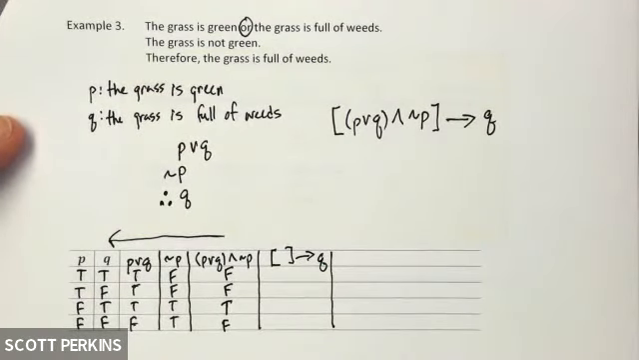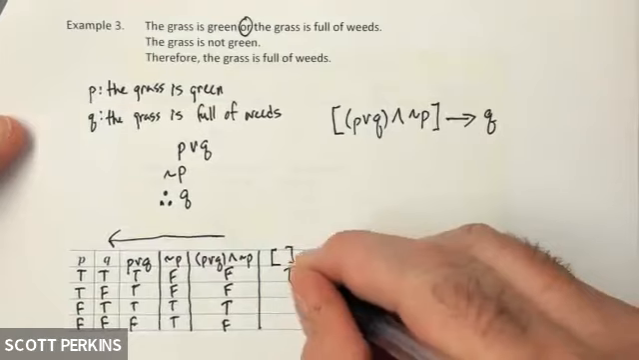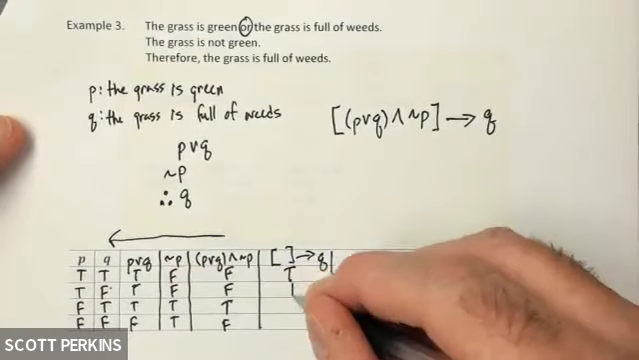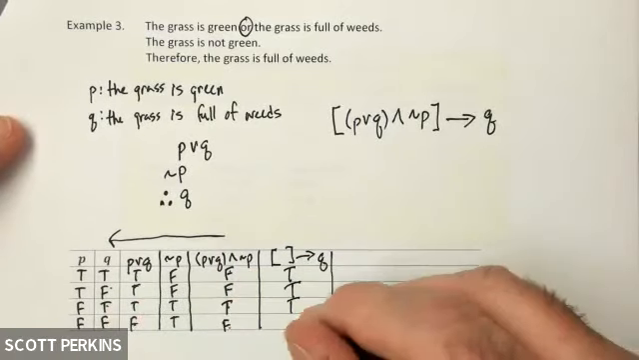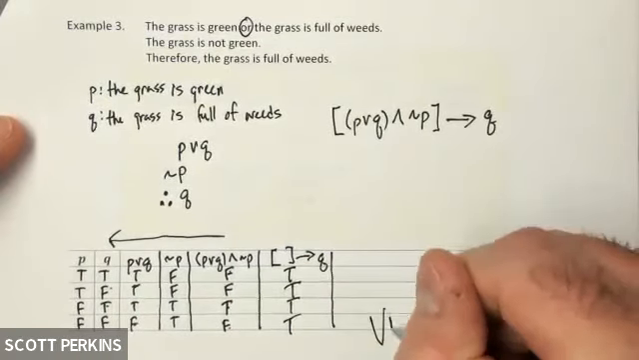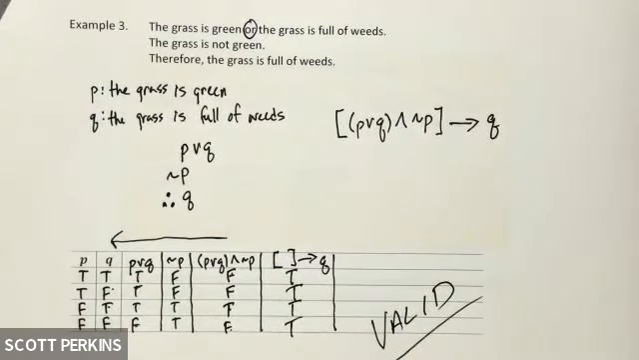So the conditional statement is false only under one condition, when you have true then false. So we go false then true, that is fine. False then false, that is fine. True then true, fine. False then false, fine. So I gave you another example of a valid argument just so that you'd have plenty of experience doing that.